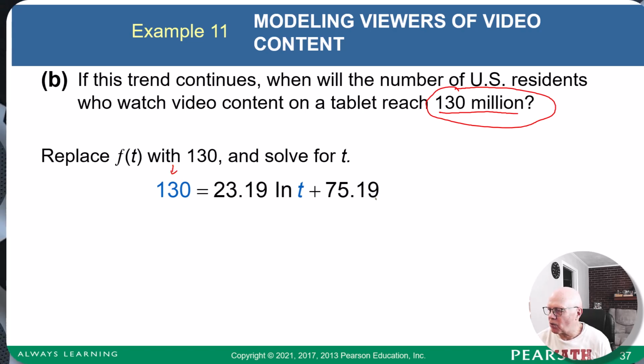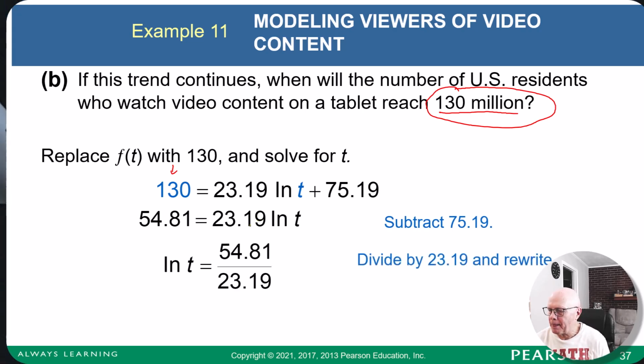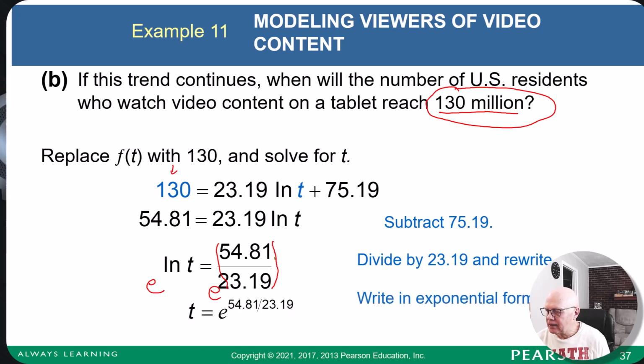So the 130, this is our f of t right here. Here's the rest of the formula. All we have to do is solve for t. Subtract the 75.19, divide by the 23.19, and we've got the natural logarithm of t, not t, but we know how to do that now. We'll take e to that power and e to this rather large exponent, and we'll have t.